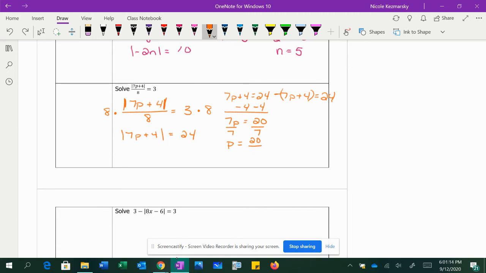Let me make that a 7. For the second equation, I'm going to distribute the negative sign. So I'm going to have negative 7p minus 4 equals 24. Then I'm going to add 4 and get negative 7p equals 28. Divide by negative 7. And I get p equals 28 divided by negative 7, which is negative 4.